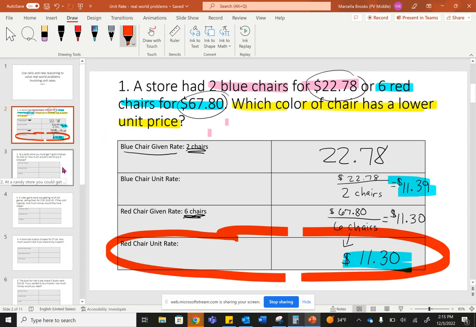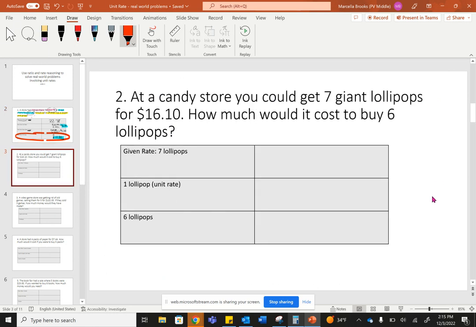Okay? So this is all about comparing prices. This is going to be a useful life skill. Always asking, when are we going to use this? Well, you're going to use this a lot. I use it a lot.